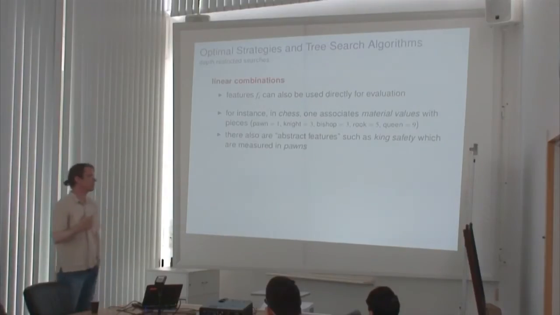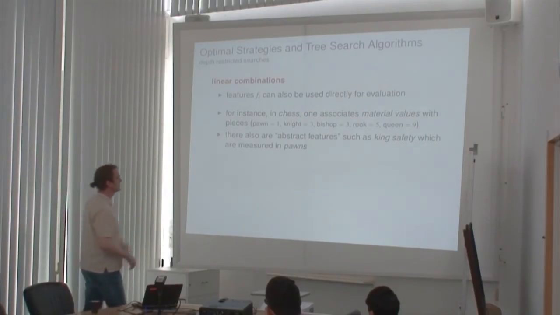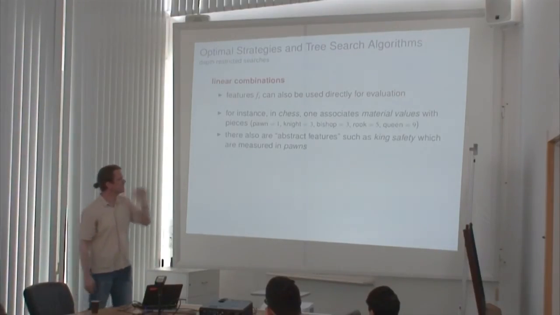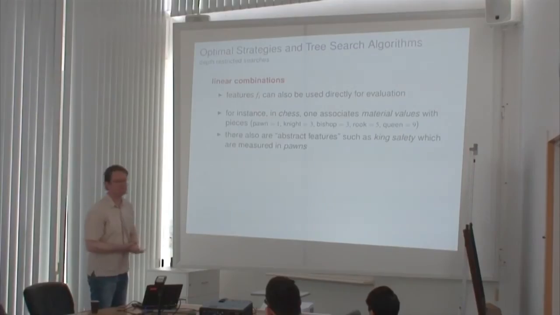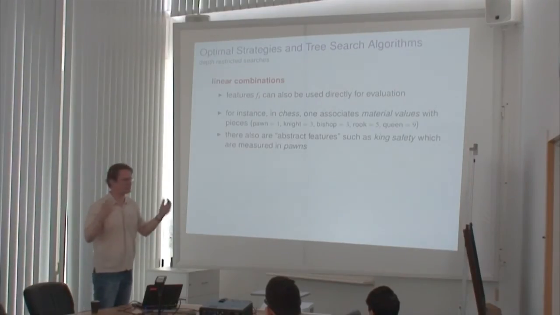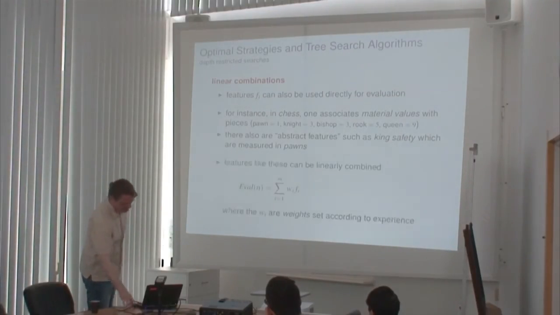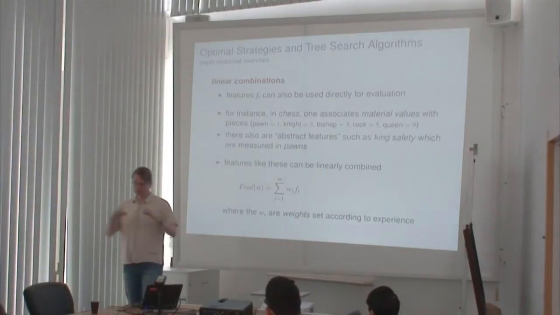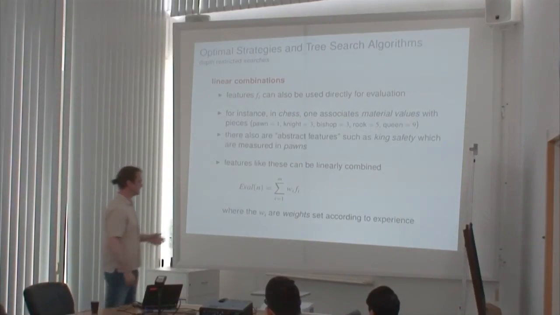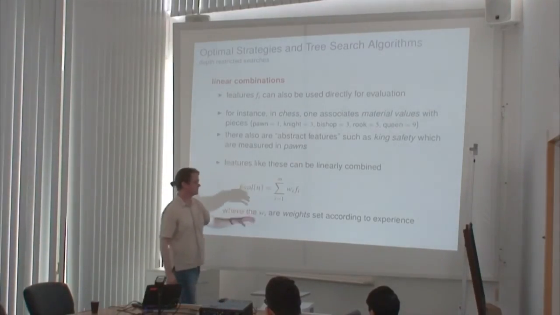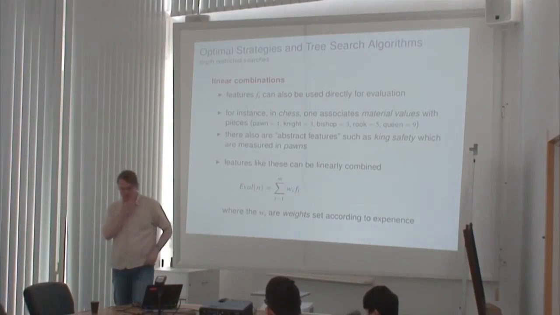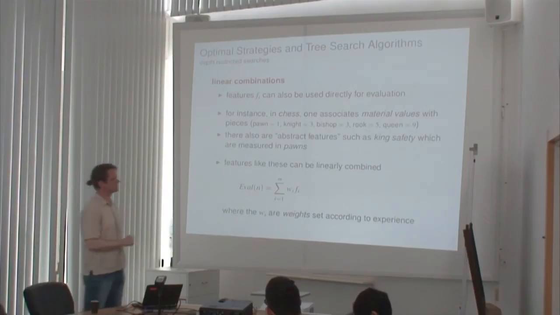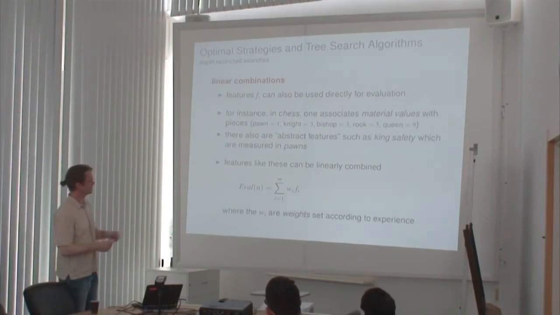For instance, in chess, I already mentioned it, there are these material values. A pawn has a value of 1, knight of 3, queen of 9, and so on and so forth. Abstract features such as king safety are usually measured in pawns, I don't know, half a pawn or something like that. And once you have computed many such features, again, M has nothing to do with the depth of the tree, you can linearly combine them, where these weights in this linear combination are again set according to experience, and lots of experience is necessary to play chess or come up with chess programs.